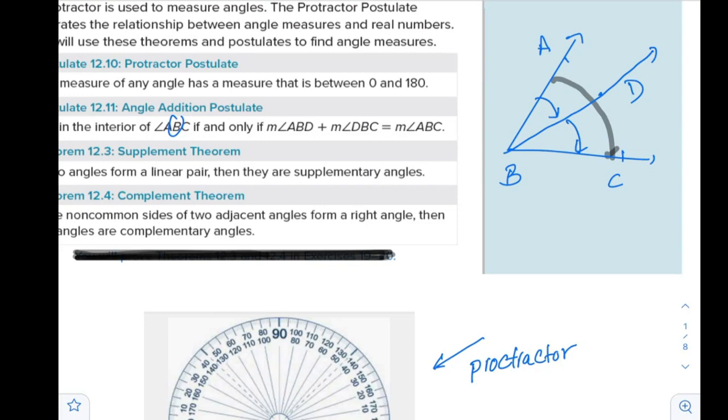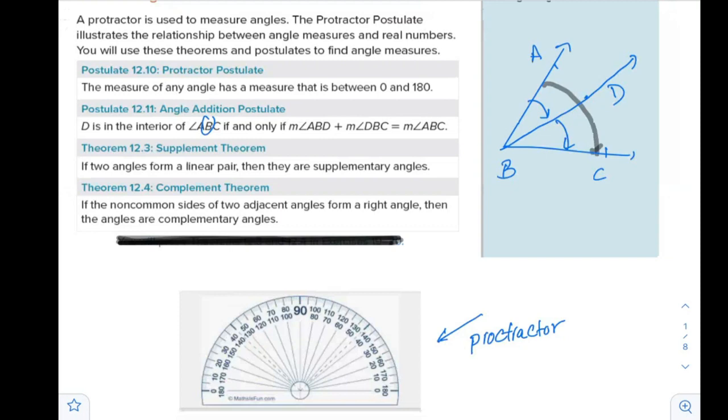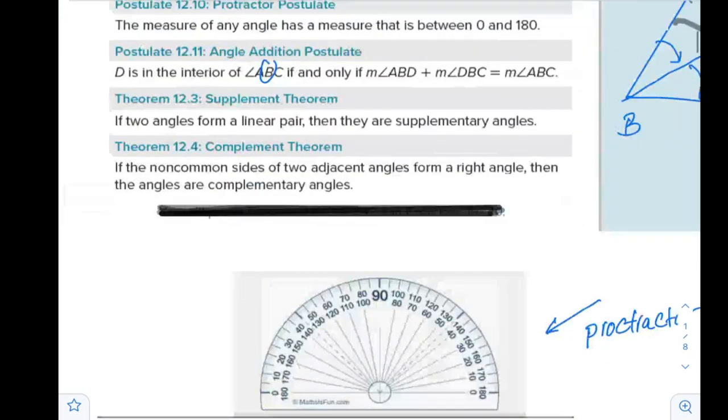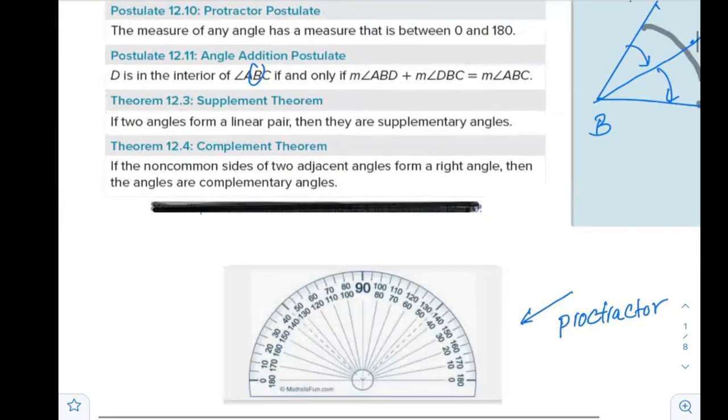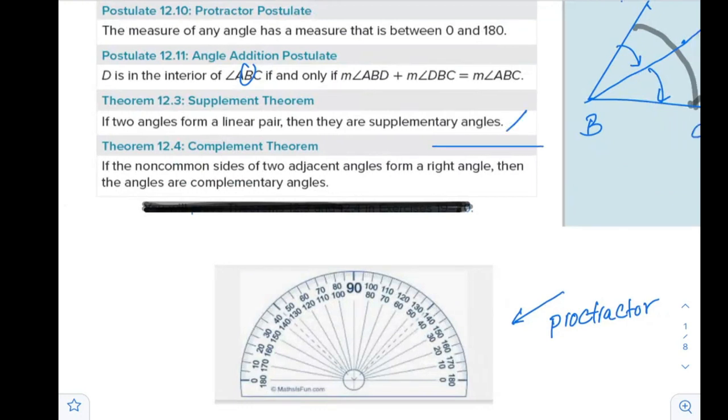We studied segment addition postulate before. This is the same now. We also have the supplement theorem, and we used supplementary angles before as well. If two angles form a linear pair, then they are supplementary, meaning they add up to 180 degrees.